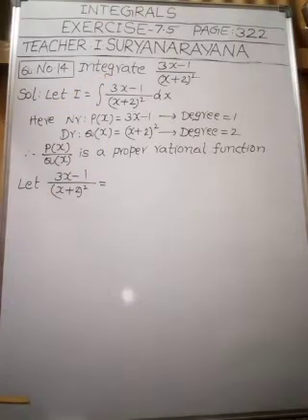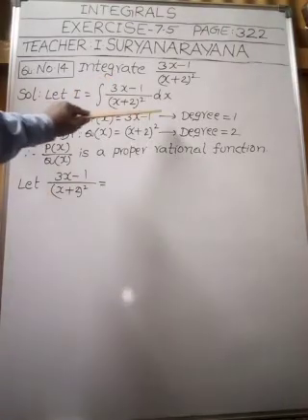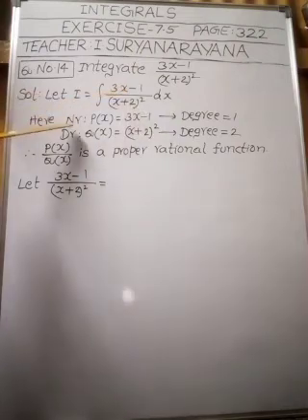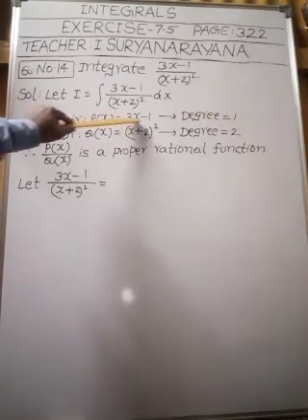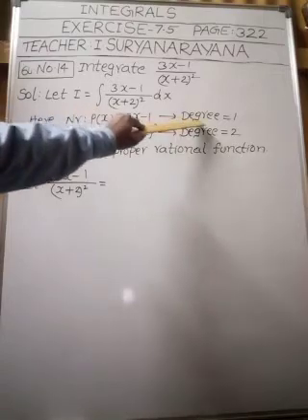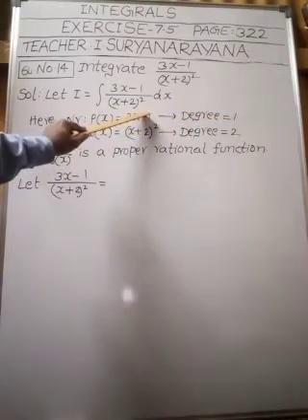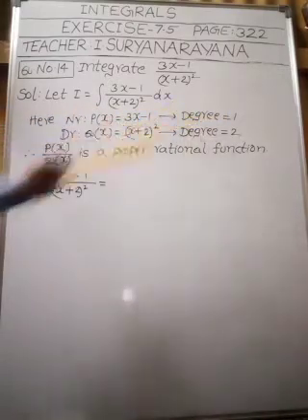Okay, my children. So let us find the degree of this numerator. Numerator, nr in short form. Don't be confused here, nr stands for numerator. P of x is equal to 3x minus 1. Its degree is 1, the highest power of x is 1. Understood this step, my children?